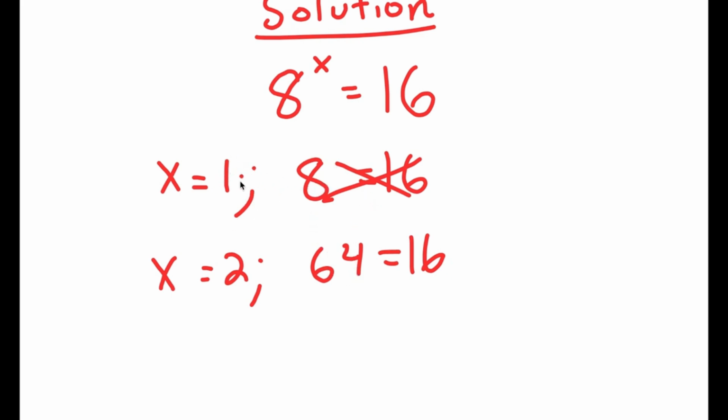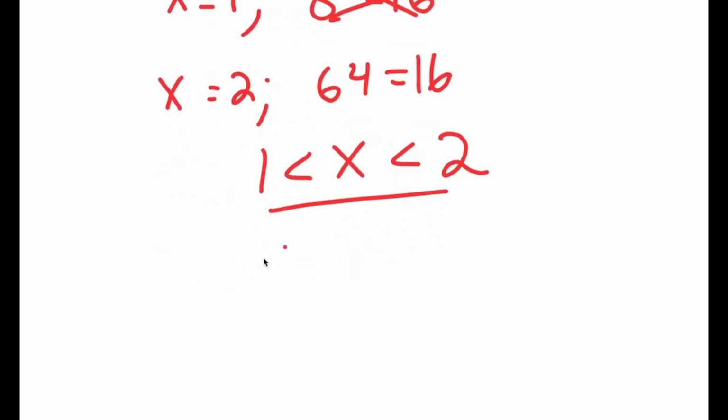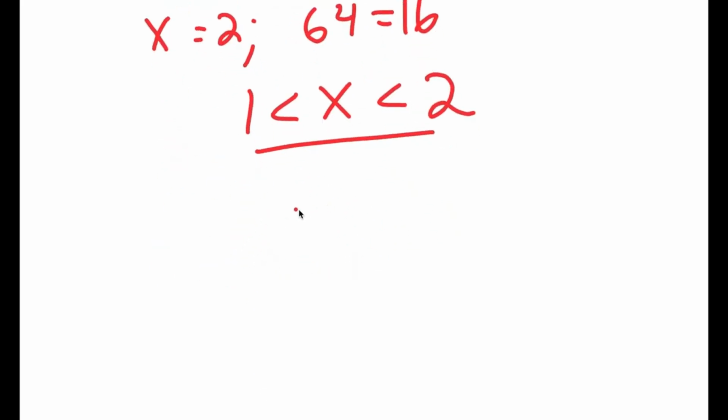So we know that the value of x is not going to be a whole number but a decimal, and it's going to be somewhere in between 1 and 2. So x is greater than 1 but less than 2. We know this. Now, how are we going to actually solve this problem and find the exact value of x?